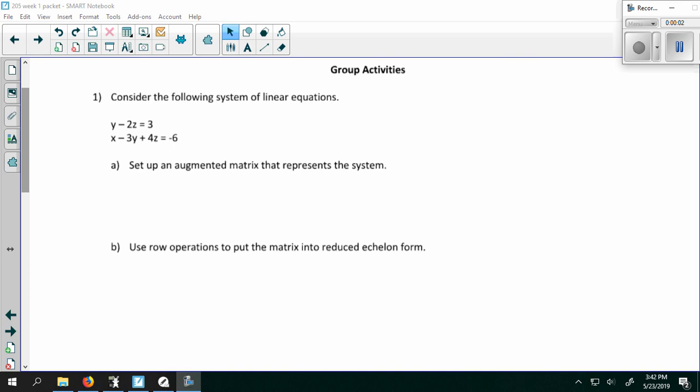Okay, these are the class activities for lesson number 3. I have a system of linear equations, and I want to set up an augmented matrix that represents the system.